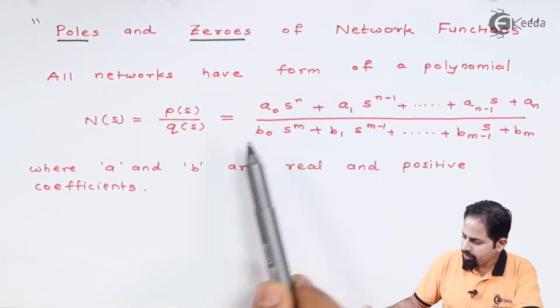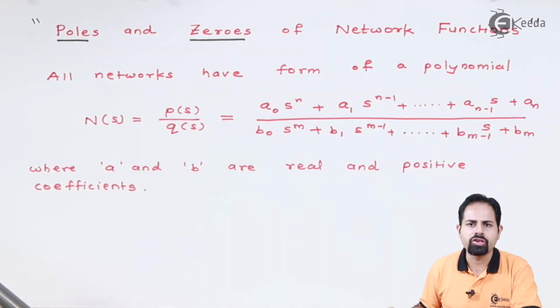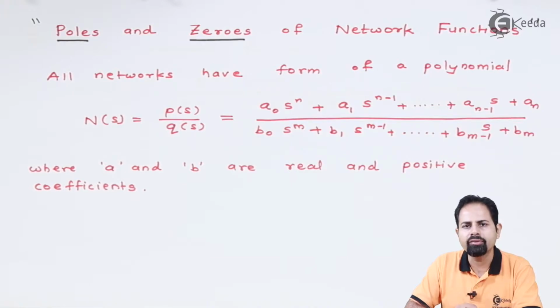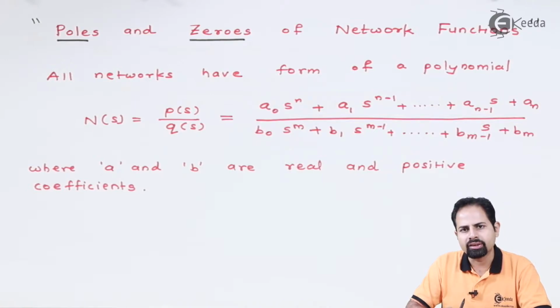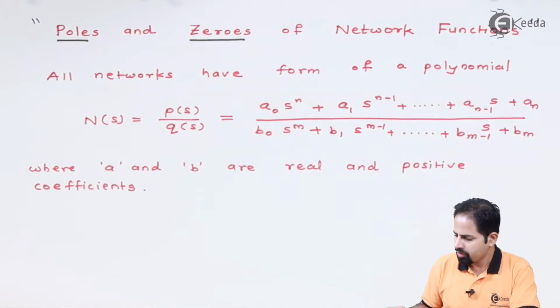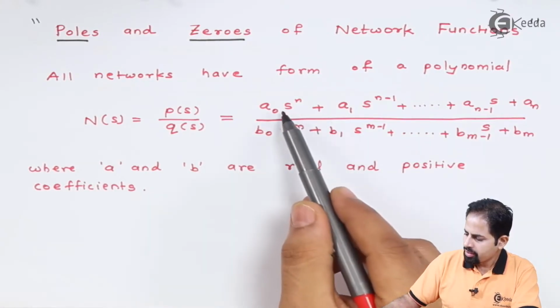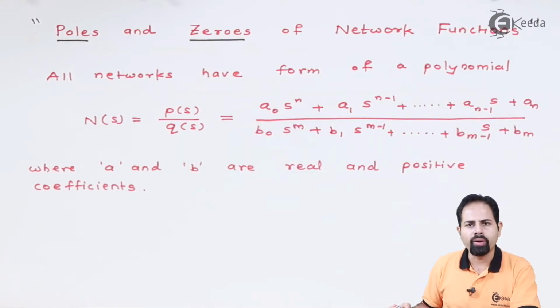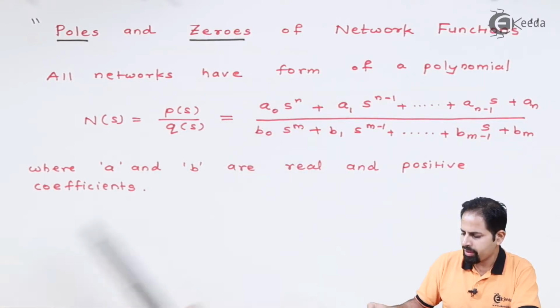The important thing is that these a and b are real and positive coefficients. We have seen that for passive networks, that means for parameters like inductor, capacitor and resistance, these coefficients are always real and positive. We have been seeing this from Laplace, or even before Laplace, when we applied one-dimensional or two-dimensional differential equations. Now what we can do here is take a common and b common.